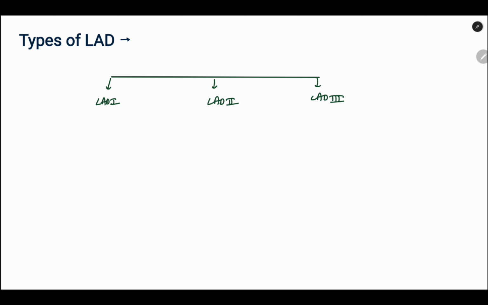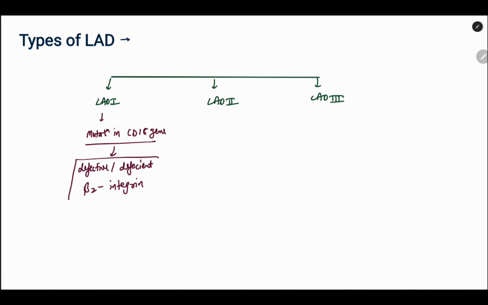Now in LAD 1, there occurs a mutation in the CD18 gene, due to which there is defective or deficient beta-2 integrin formation. So in LAD 1, a mutation in the CD18 gene causes either defective formation of beta-2 integrins or deficient or decreased formation of beta-2 integrins.